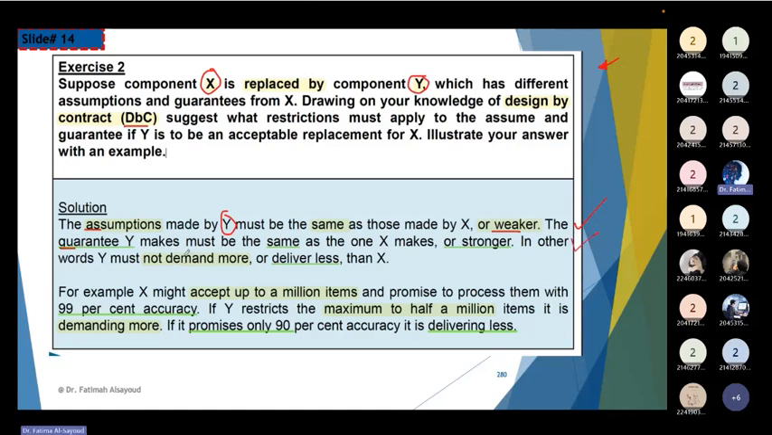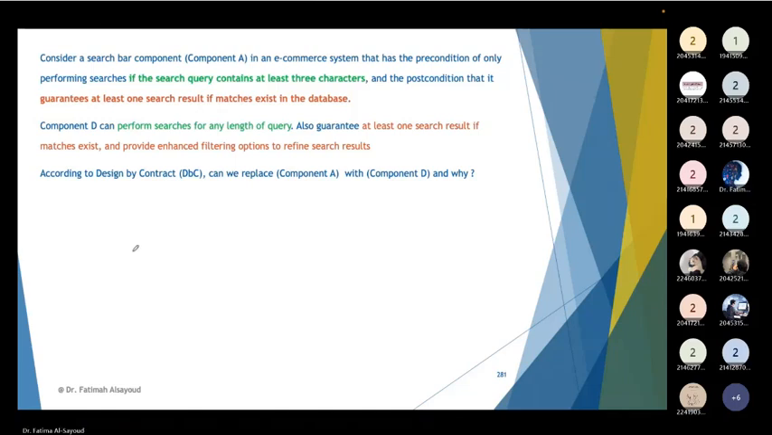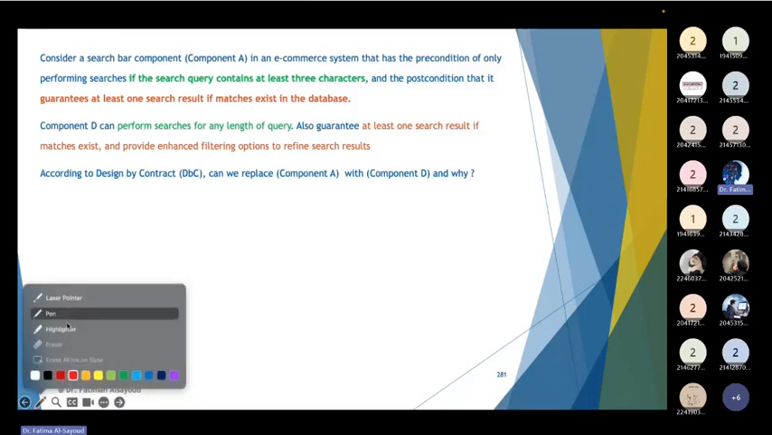So the point is, when we say the assumption is the same or weaker, that means not demanding more. I'm not asking for more. When I say the guarantee is the same or stronger, that means I'm not delivering less. I'm not going to give you less. So this is what it means. They already provide you an example here. I'm not going to go over it because it's already in your slide, to save your time. The example I'm going to provide is similar to it. Let's consider I have a search bar component. A search bar that I have in my website is going to be a component.